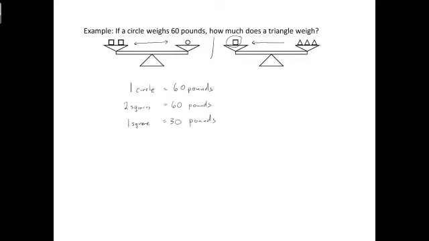Knowing that one square weighs 30 pounds, we could then use the fact that one square weighs the same thing as 3 triangles to keep on going forward. If one square weighs 30 pounds, 3 triangles weigh 30 pounds. We want to get the weight of a single triangle, so we divide both sides by 3. One triangle weighs 10 pounds.